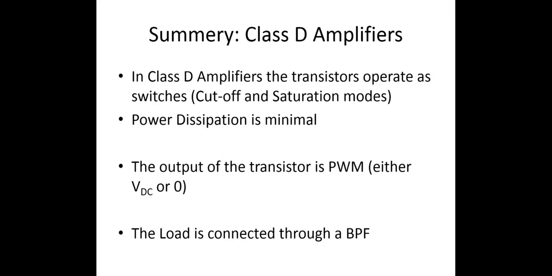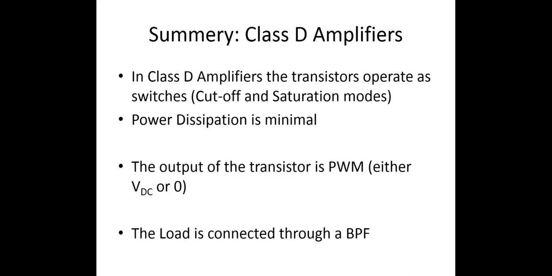So the second portion of our lecture was class D amplifier. So class D amplifiers are characterized by the fact that the transistors in the class D amplifier operate as switches. They do not operate in the active mode, they operate only in cutoff and saturation mode. This results in minimal power dissipation and very high efficiency.